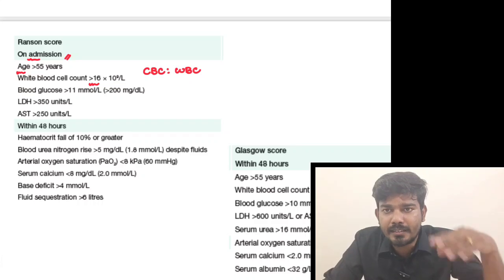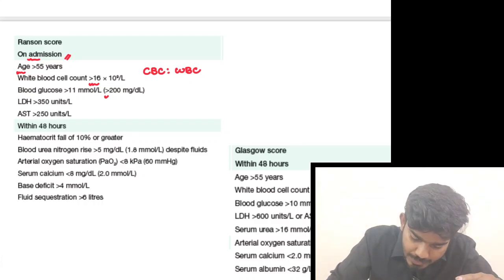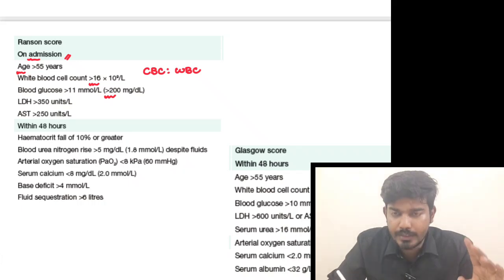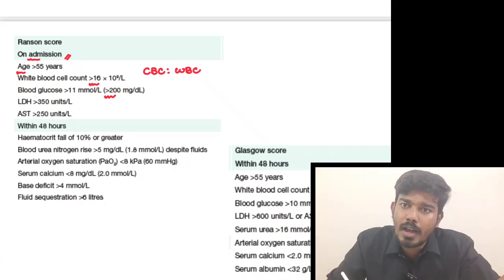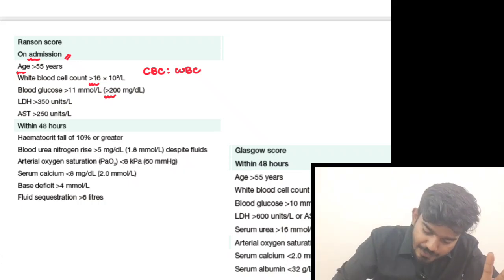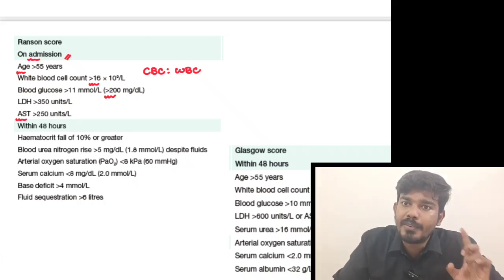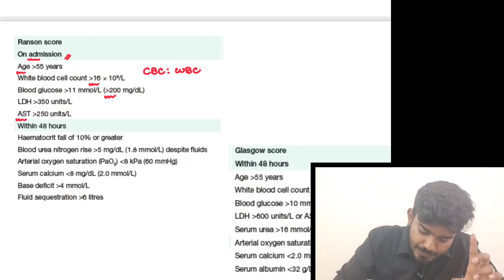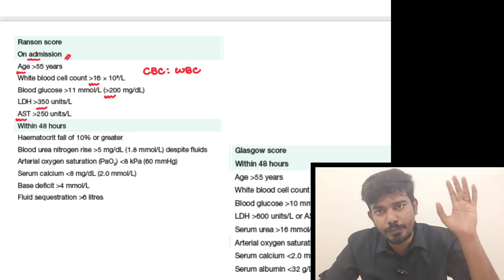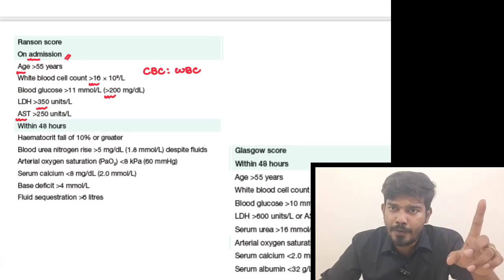Then we are going to check the CBG of the patient or RBS of the patient. If it is more than 200 mg per deciliter, then it is also associated with severity. Then we are going to see the LFT. In LFT we are going to see AST. AST levels, if it is more than 250, then we have to check the LDH level if it is more than 350. These 5 components are components of Ranson score at the time of admission.